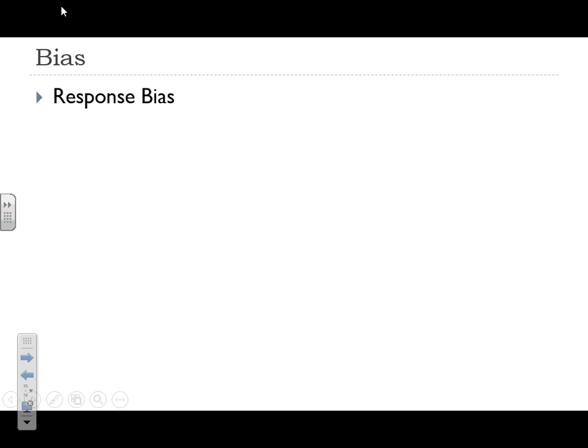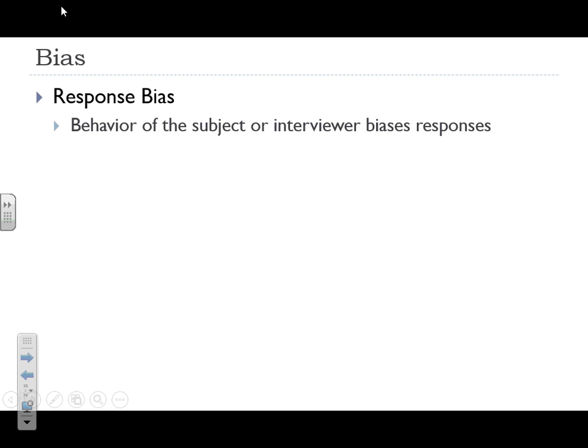The next type is called response bias. Now with response bias, this one's kind of vague in that it can be a couple different things. Essentially what it boils down to, response bias is anything that can affect the response of the subject. So for instance, behavior of the subject or interviewer can bias responses.